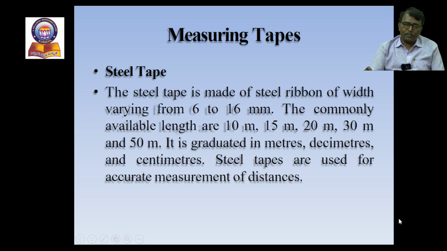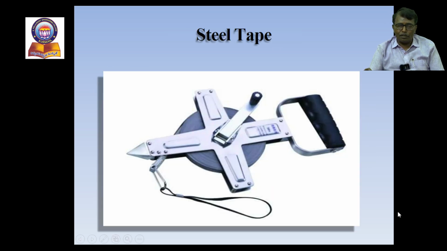The next type of tape generally used is a steel tape. The steel tape is made up of steel ribbon of width varying from 6 to 16 mm. The commonly available lengths are 10 meters, 15 meters, 20 meters, 30 meters and 50 meters. It is graduated in meters, decimeters and centimeters, and modern tapes may also have millimeters marked. Steel tapes are used for accurate measurement of distances. This is an example of a steel tape.